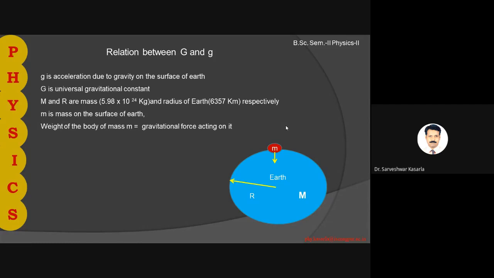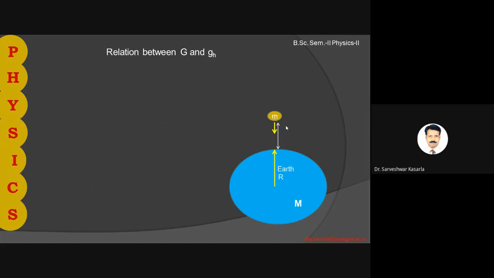So here weight of the body of mass m is equal to gravitational force acting on it. So if you put the values, gravitational force and weight, so mg is equal to GMm upon R square. If you cancel small m on both sides, you will get the value of g, that is acceleration due to gravity on the surface of Earth is GM upon R square. So its value comes out to be 9.8 meter per second square. Okay, you may check that.